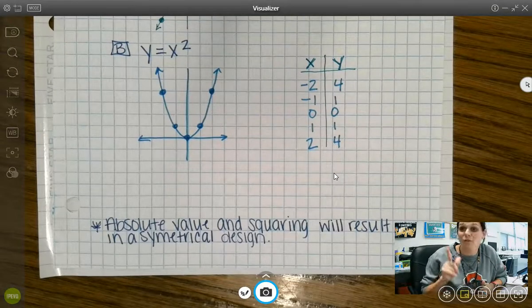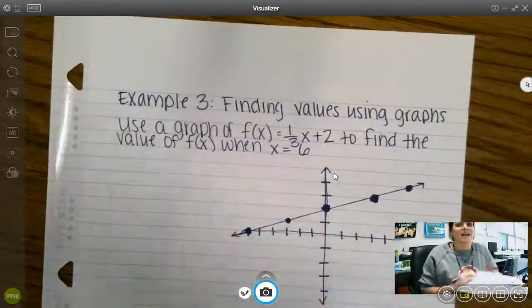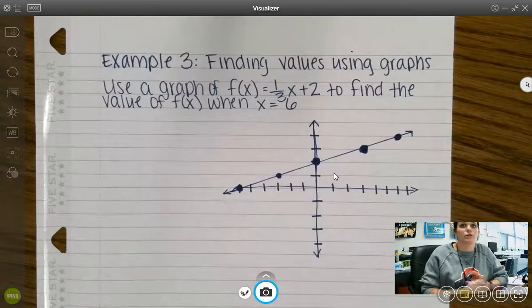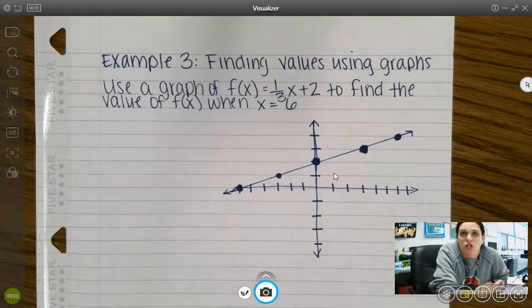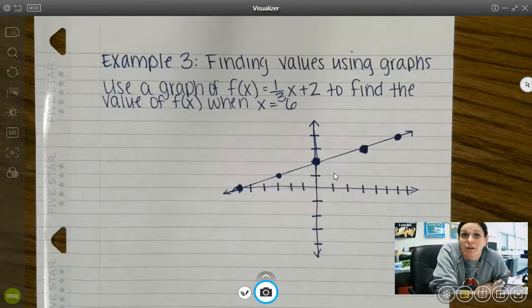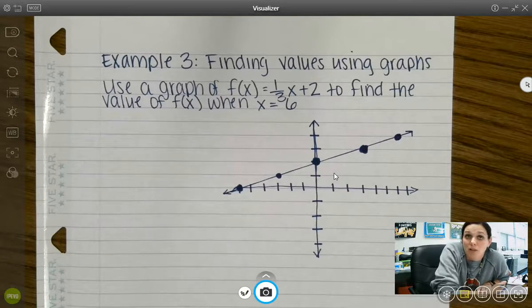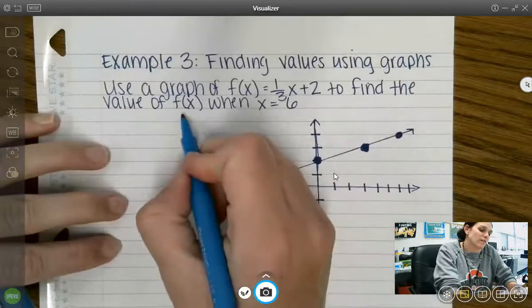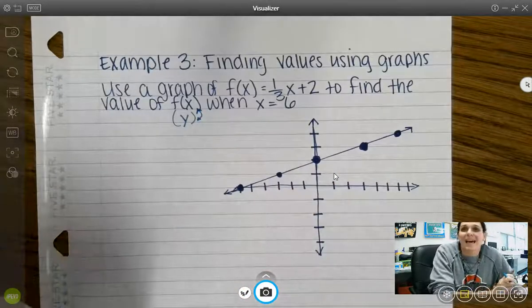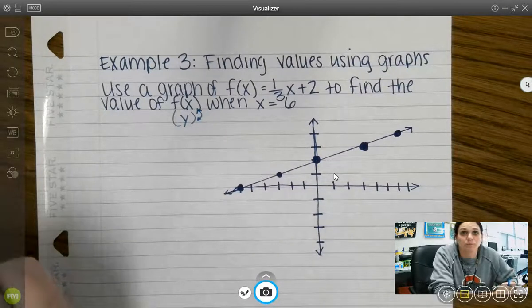All right, we have one last area to look at, and that's if a graph is already given to me. So I have here finding values using a graph. The graph that's shown is f of x is 1/3 x plus 2. And I want to know what is the value of f of x. What is y? So we got to remember f of x means y. Those mean the same thing. When x is 6.